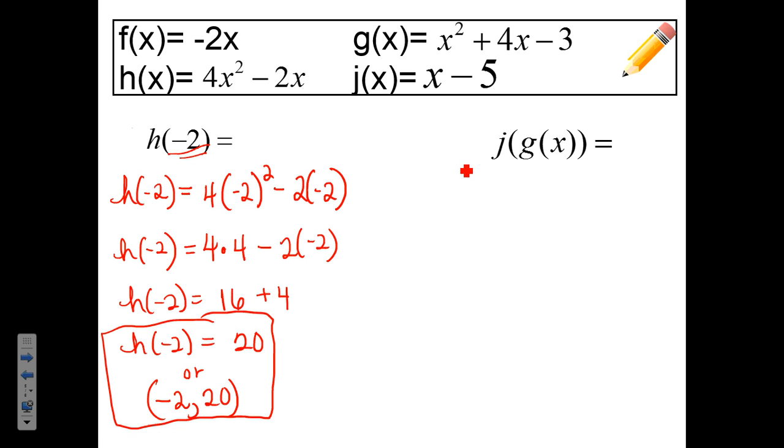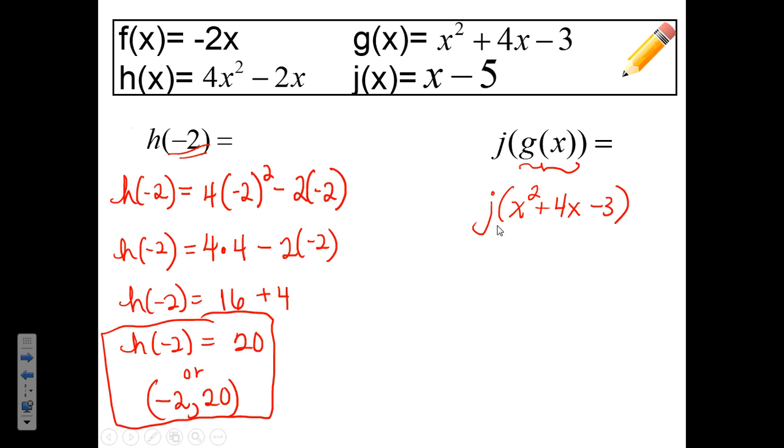Okay, so this says j of g of x. Another thing to think about is that we don't put our shoes on and then our socks. We always work inside and then out. We put our socks on and then our shoes. So we want to work with the inside first. We need to find g of x. So we bring down the j and ask, what is g of x? Well, g of x is x squared plus 4x minus 3. That's what g of x represents.